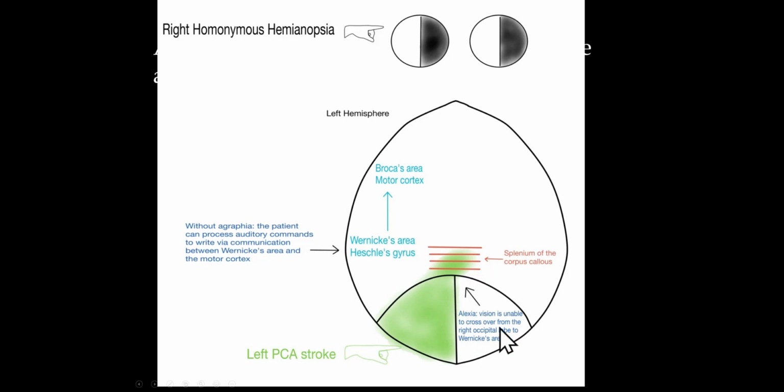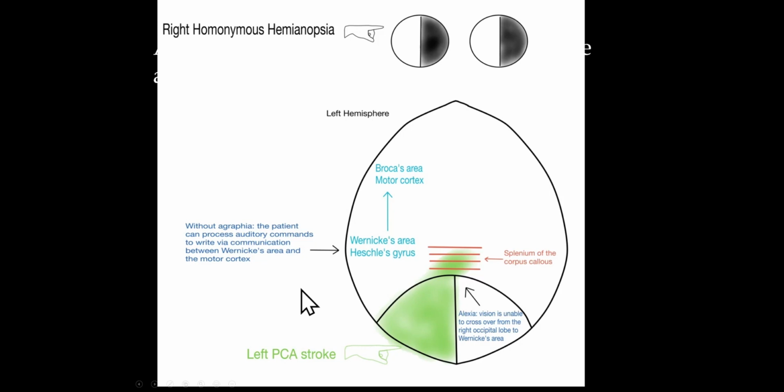All right, so the patient has an intact right occipital lobe, and so they can see everything off to the left side, but you don't read in the occipital lobe. You interpret the words in Wernicke's area. So to be able to read, the patient needs to be able to get this vision across to Wernicke's area. All right, and since that's not possible because the ischemia here has affected the splenium of the corpus callosum, the patient has alexia. They can't read.